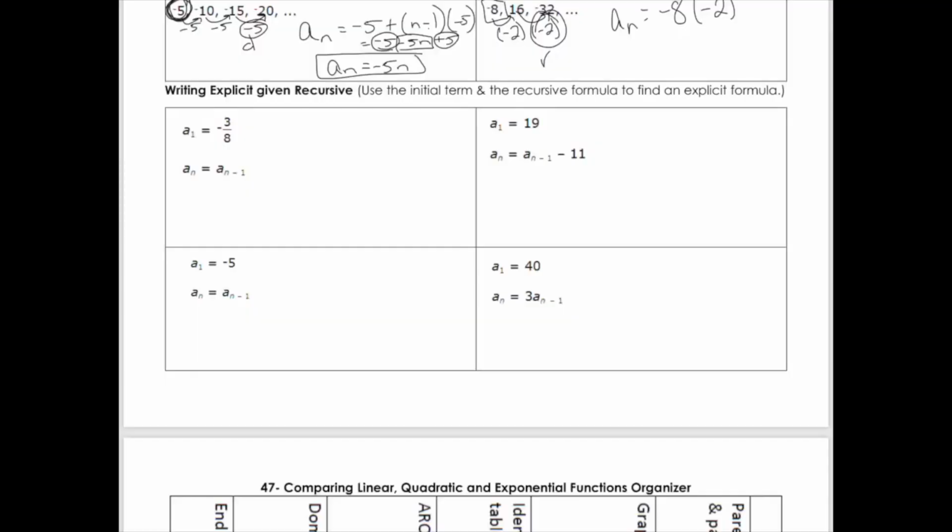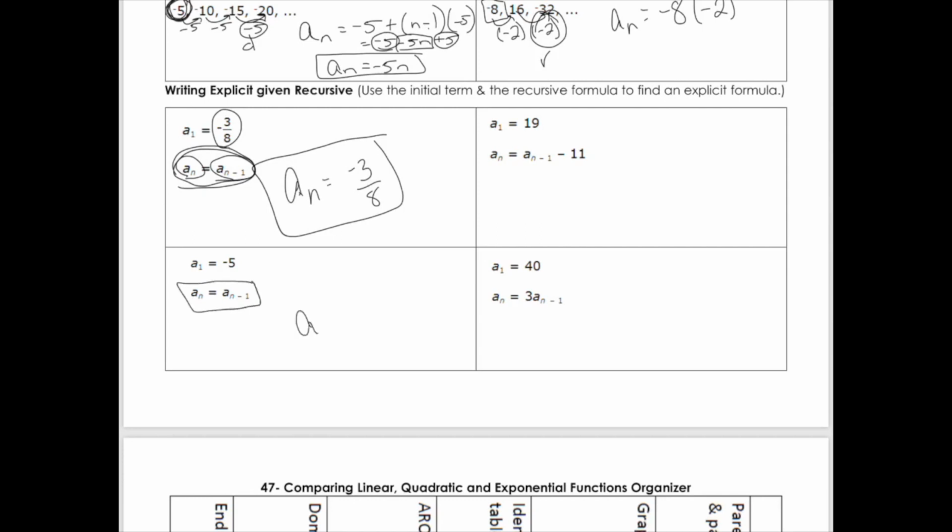Now we're going to write explicit given recursive. Let's look at this. This is saying the term I'm finding is exactly the term before it, right? There's nothing that I'm doing to it. So if my first term is negative 3 over 8, what's my second term going to be? Negative 3 over 8. My equation is going to be a sub n is negative 3 over 8. And that's it. Same is going to go for this one down here. So a sub n is just negative 5. This is a listening check.